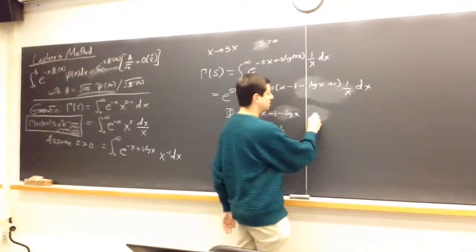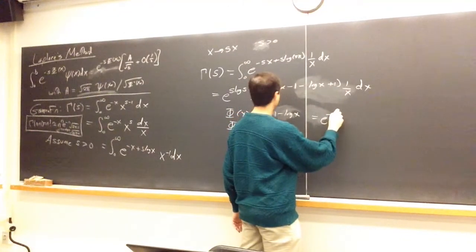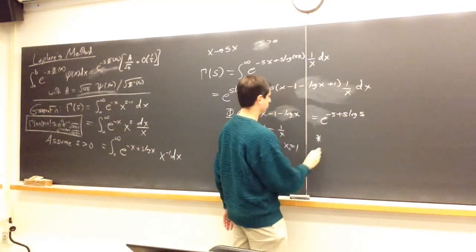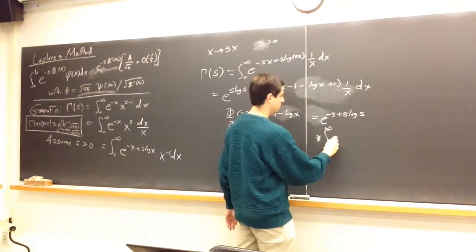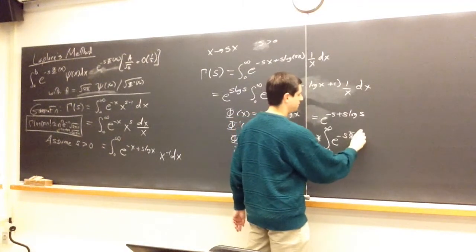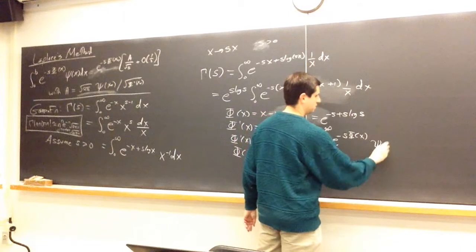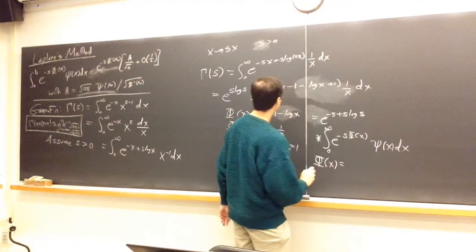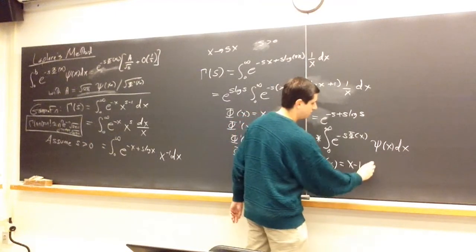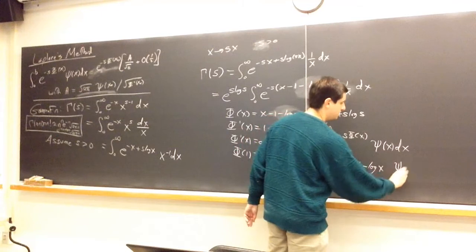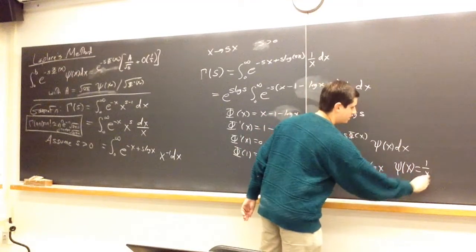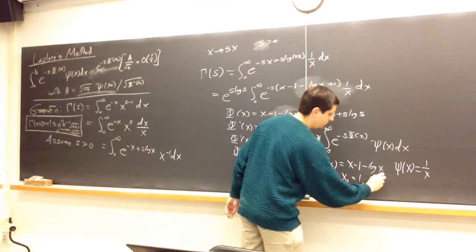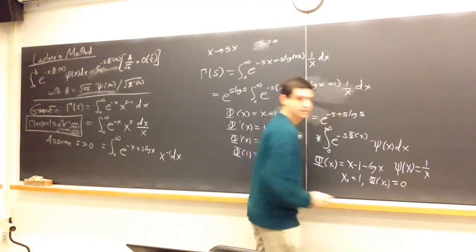And so now we get that this would equal e to the negative s plus s log s times the following integral. The integral from 0 to infinity of e to the negative s phi of x c of x dx, where phi of x is going to be x minus 1 minus log x, c of x is going to be 1 over x, and our special point x naught is 1, and phi of x naught is 0.